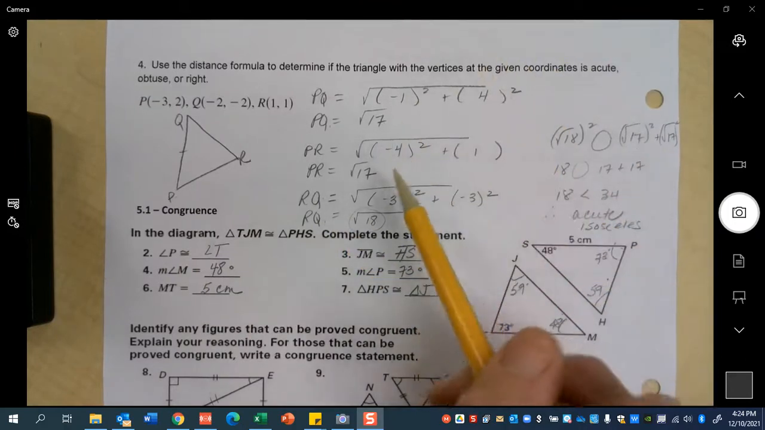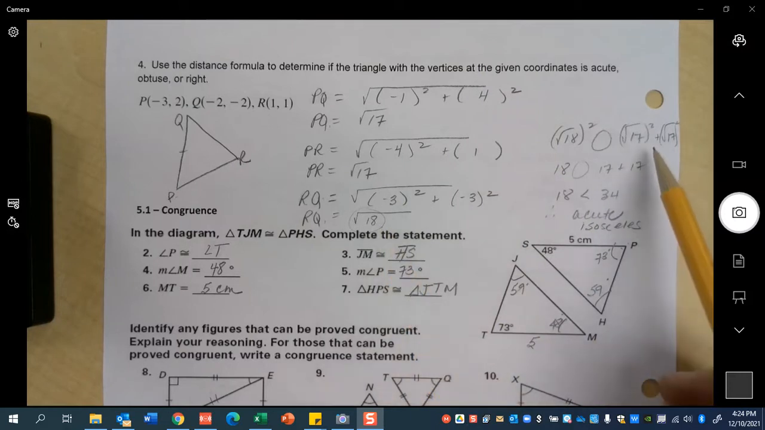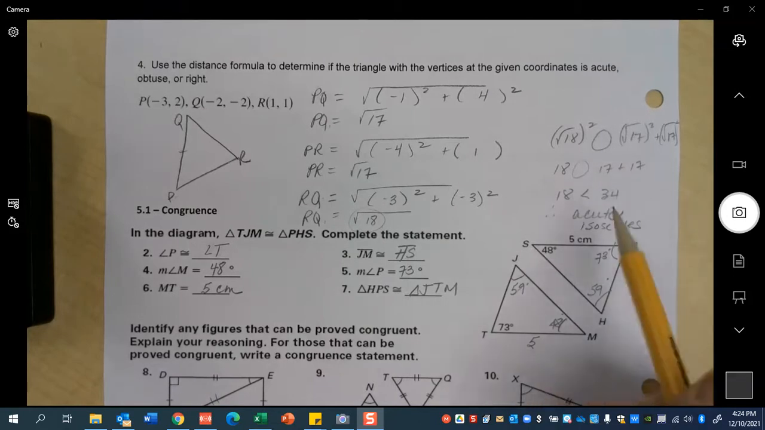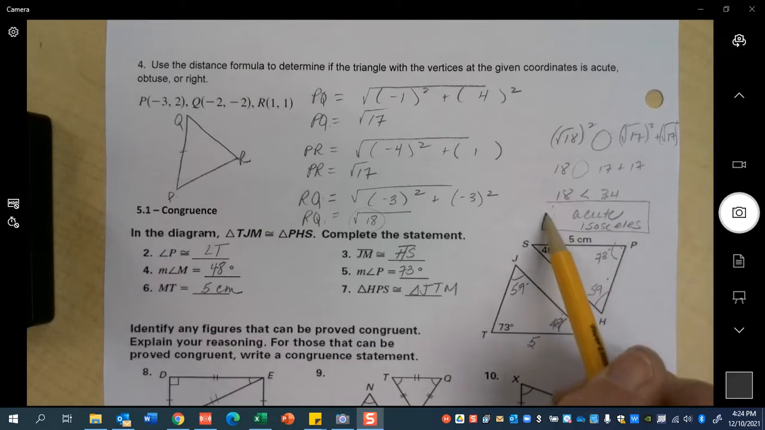So I got square root of 17, square root of 17, square root of 18. When I put that through the Pythagorean converse, I get an acute isosceles triangle. And that's my classification of that triangle.